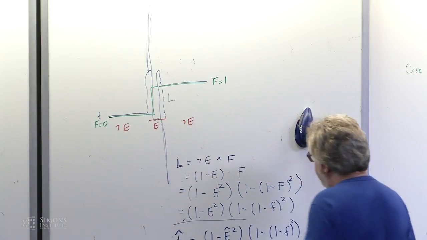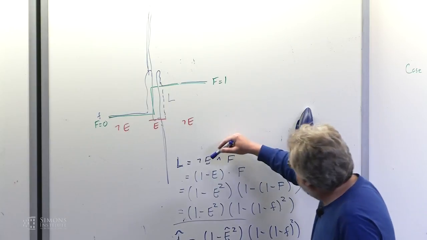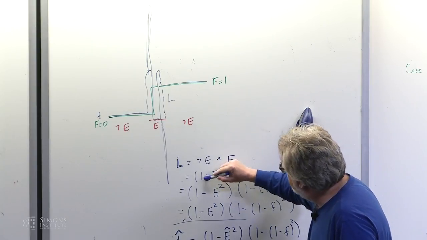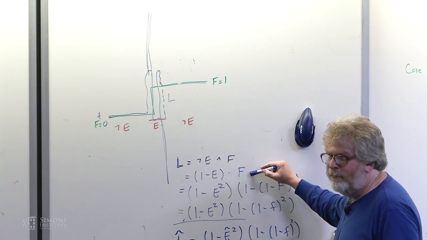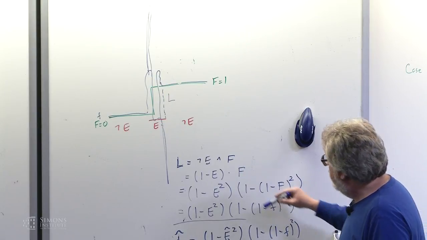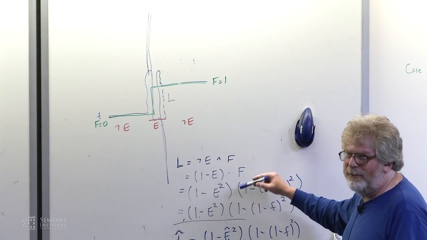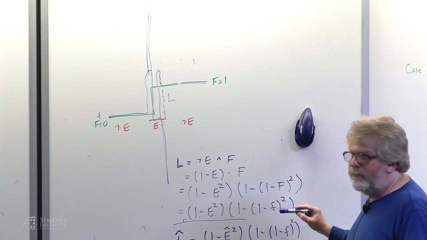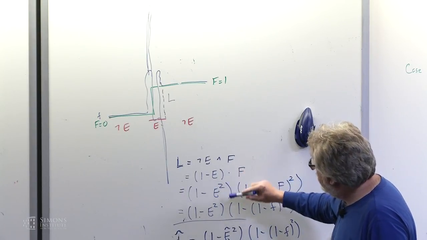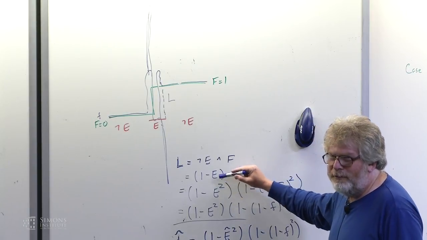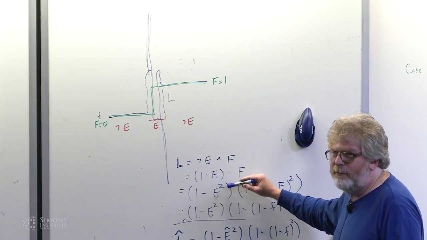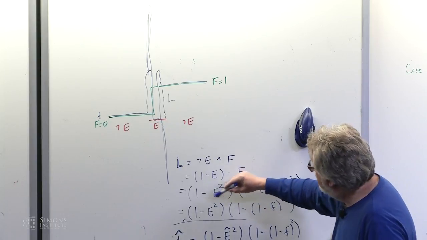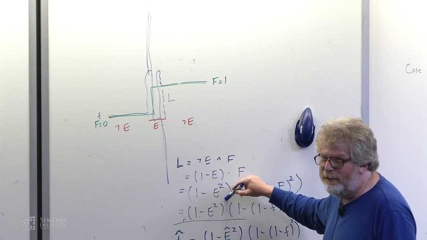Okay. So saying not E and F is the same as 1 minus E times F. E is Boolean, so E squared is E. So I can write this as 1 minus E squared. What's the advantage of doing that? Well, no real difference if E is Boolean, but when I replace it with a real valued function, now I'm guaranteeing that this quantity is bounded by 1.